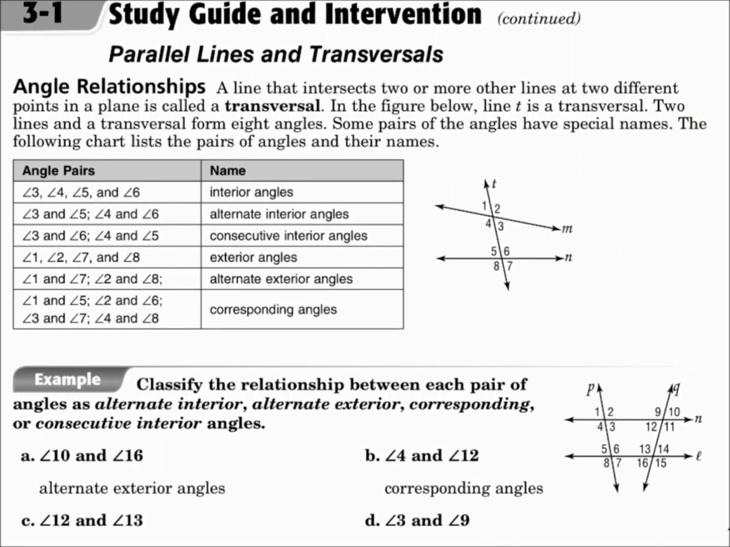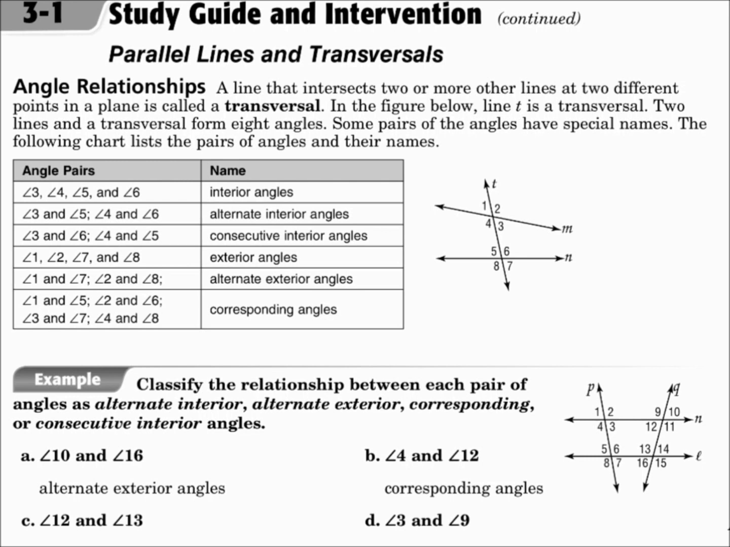Angle relationships. A line that intersects two or more lines at two different points in a plane is called a transversal. In the picture here, T is the transversal because it intersects lines M and N. This creates 8 angles, and those 8 angles can be grouped up into different types.